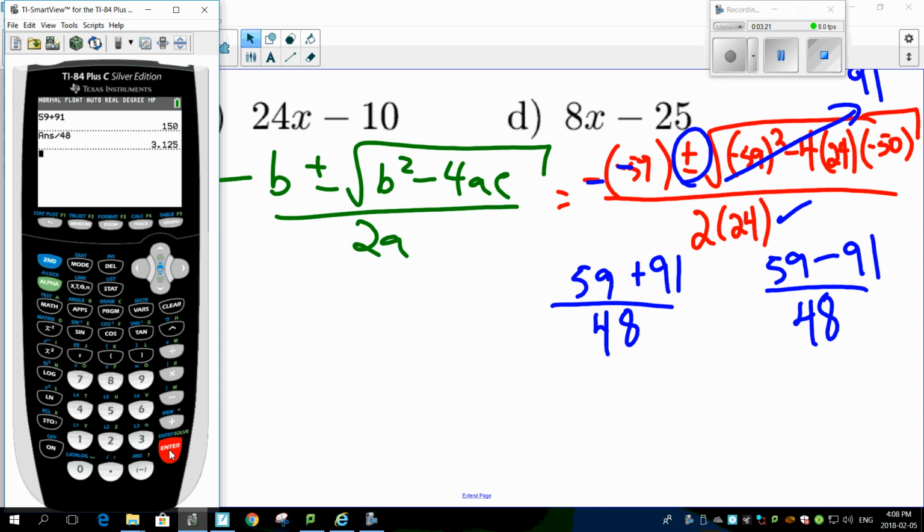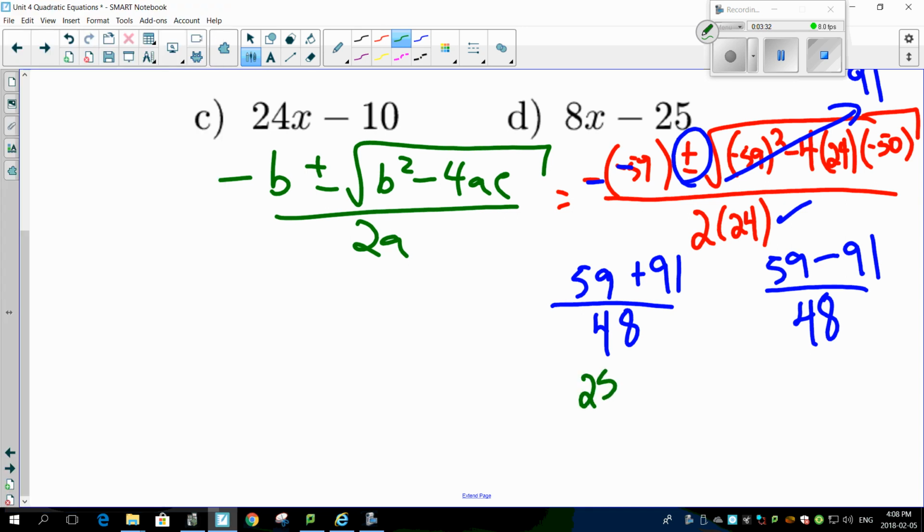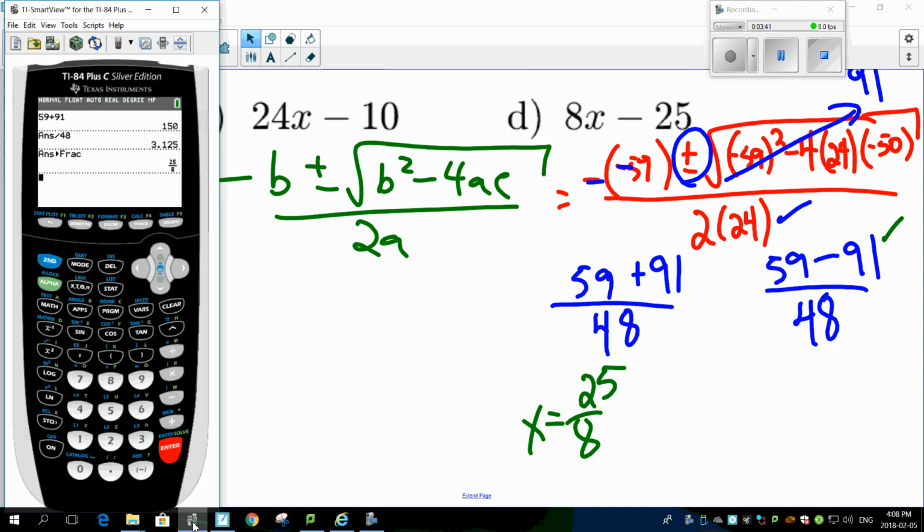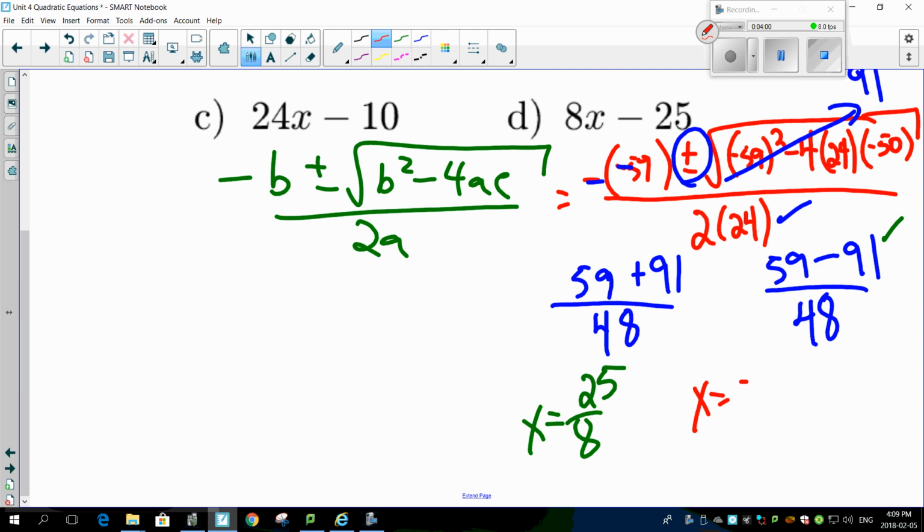No, it doesn't. Well, let's see if it gives us a nice fraction. Math, frac, there it is. The fraction is 25 over 8. That's our answer, that's what our x equals. But let's look at this one over here. 59 minus 91, divided by 48. That gives us something else that's ugly. Math bracket, there it is. Minus 2/3. So x equals minus 2/3.